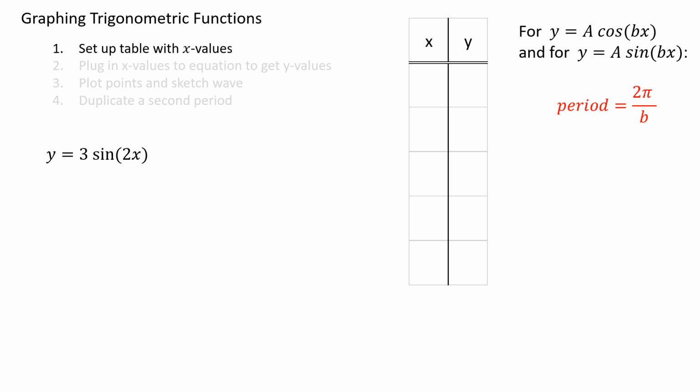The period changes to 2 pi divided by that number. In this case, 2 pi divided by 2 is pi. The chart should start and end at 0 and at the period. So in this case, the chart's going to end at pi.